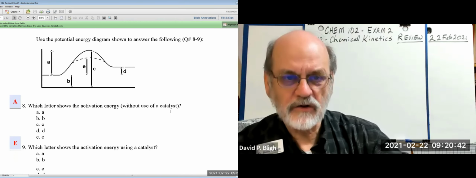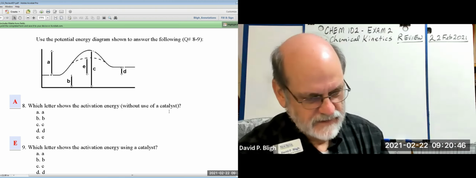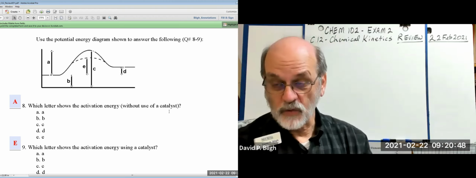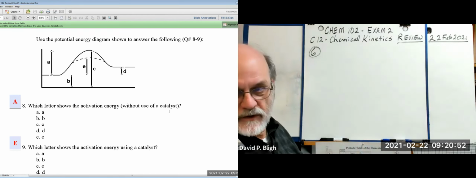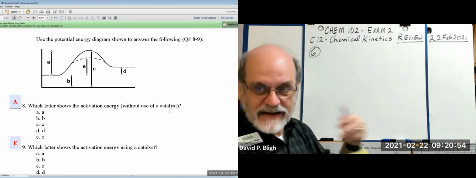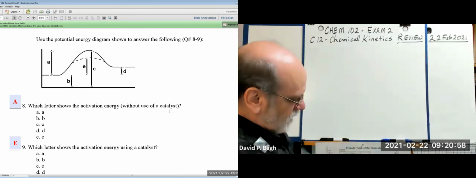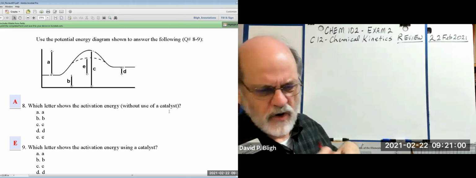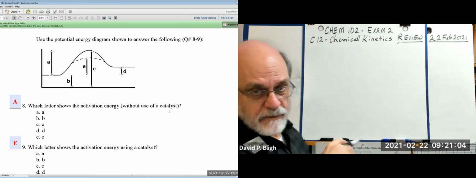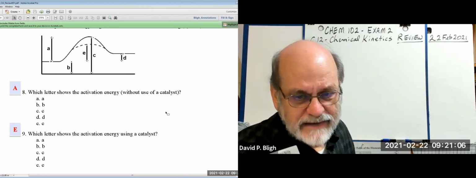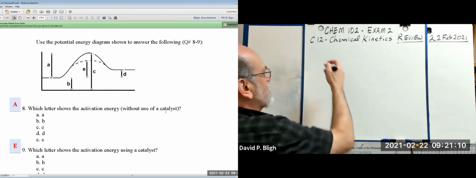All right, this is a good one. We get into Arrhenius Law, having to do with the activation energy. So I do need to draw this one. 8 and 9 are going to be based upon this drawing. So let me put this up here first.